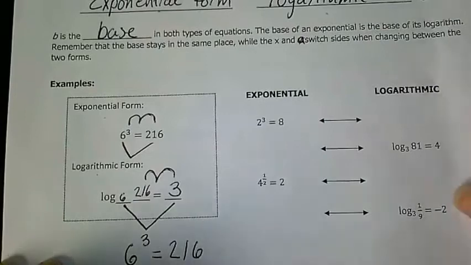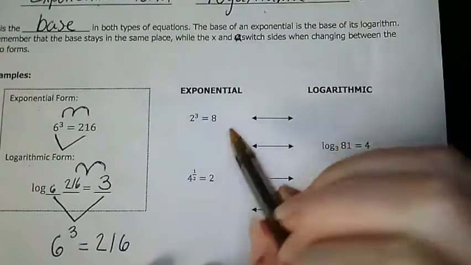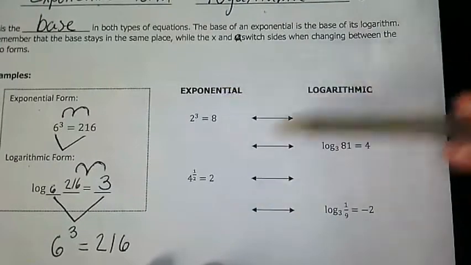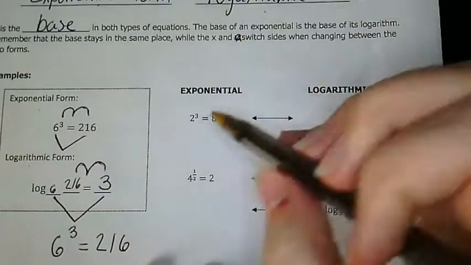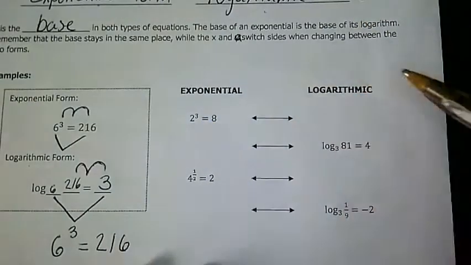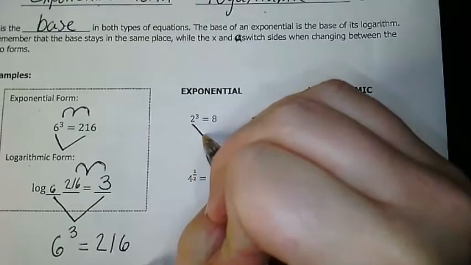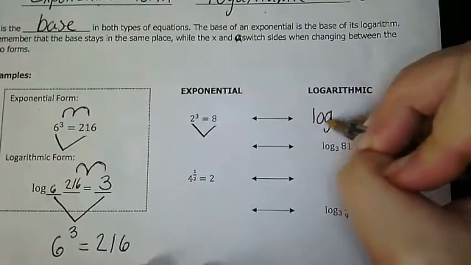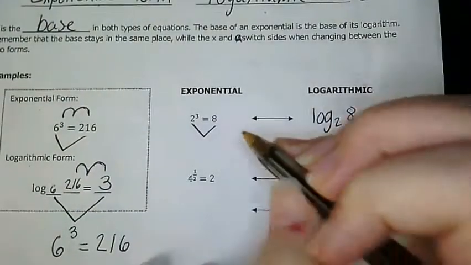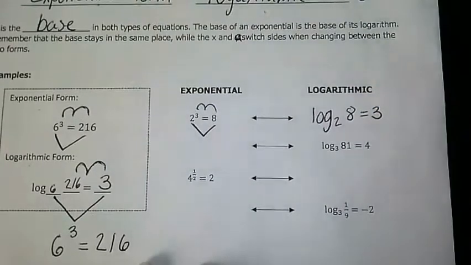Let's try some practice problems. So again, we want to go between exponential and logarithmic form. We want to fill out the blanks. So we have 2 to the third power is equal to 8. So log base 2 of 8 is equal to 3.